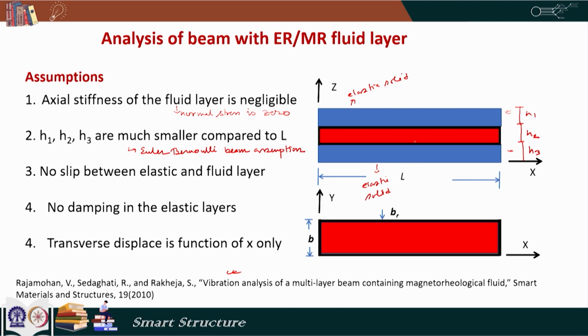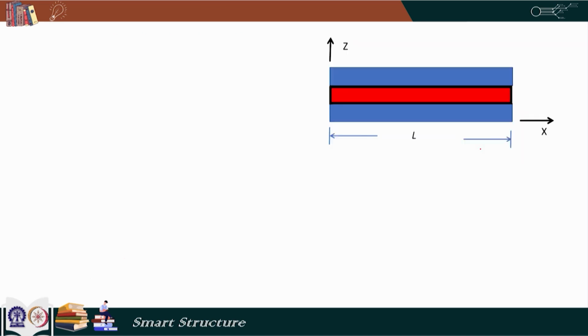There is no slip between the elastic and fluid layer, and the damping of the elastic solid is negligible, and the transverse displacement is a function of x only. So, we denote the transverse displacement as W. So, W is just a function of x, and that means that the quantity W does not vary along the depth or along the width. So, with these assumptions we will do our analysis.